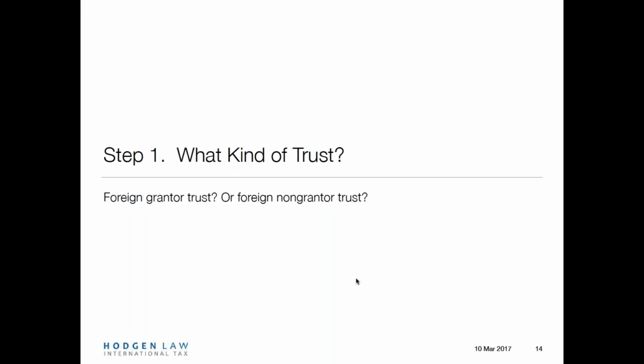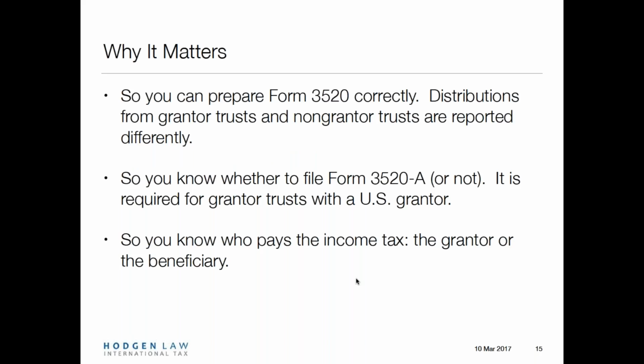First one is, what kind of trust you have? And is it a foreign grantor trust or a foreign non-grantor trust? And why this matters is it's the same sort of thing where if you're preparing a tax return for a corporation, the first thing you want to know is, do I have a C Corp? Do I have an S Corp? It tells you what kind of tax form you're going to file, 1120, 1120S in that situation, and it tells you who ultimately is going to bear the burden of the income tax.